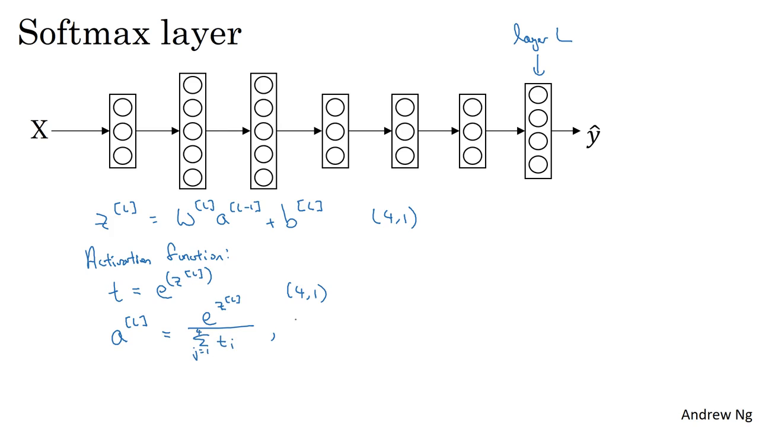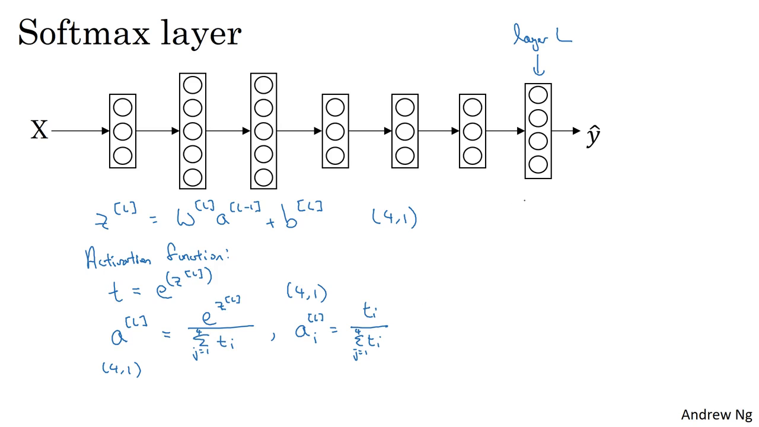So another way of saying this is that AL is also a 4 by 1 vector, and the ith element of this 4-dimensional vector, let's write that AL subscript i, is going to be equal to t_i over the sum of t_j. Okay. In case this math isn't clear, let's go through a specific example that will make this clearer.